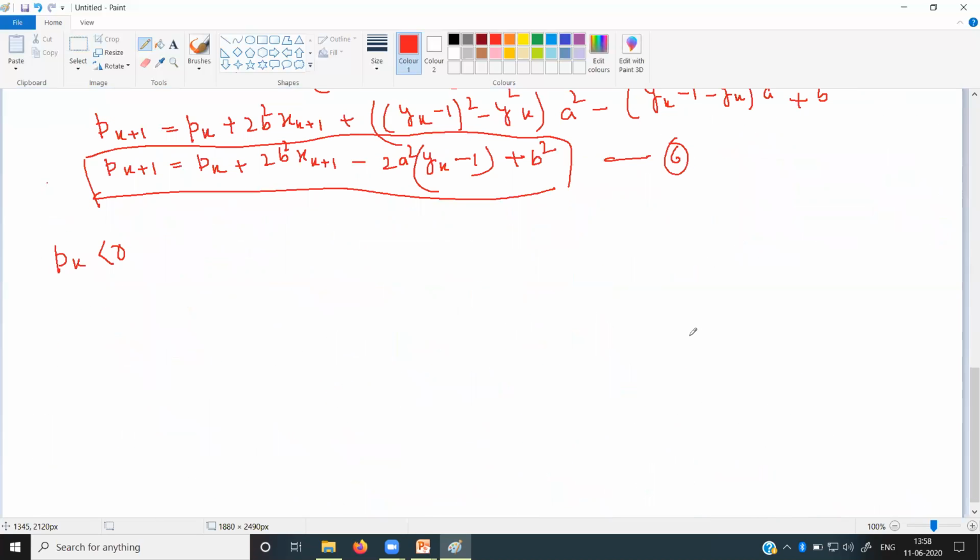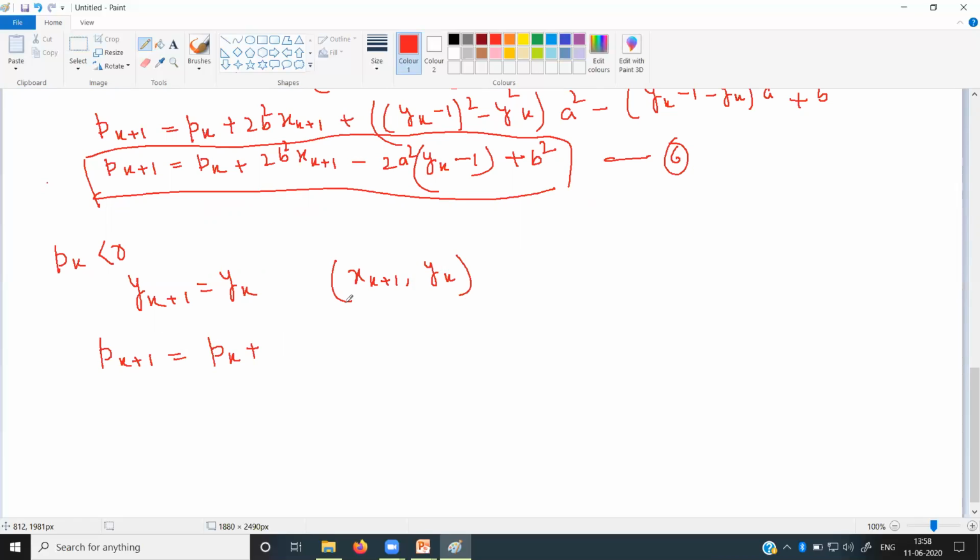So we have to select the yk. Fine. So if pk is less than 0, I have to select yk. That means the y value of the k plus 1th iteration will be yk. So if this is yk, I have to again find p of k plus 1. If you substitute this, the x value will be x of k plus 1 and the y value will be yk.